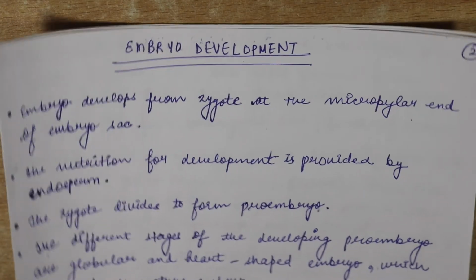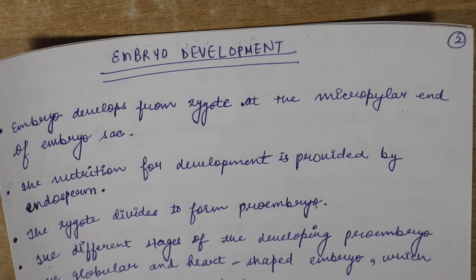Then our next topic is embryo development. Embryo develops from zygote at the micropylar end of the embryo sac. So first of all from zygote, and where? At the micropylar end of the embryo sac. Then the second point is the nutrition for development is provided by the endosperm. So how is the nutrition provided by the endosperm?